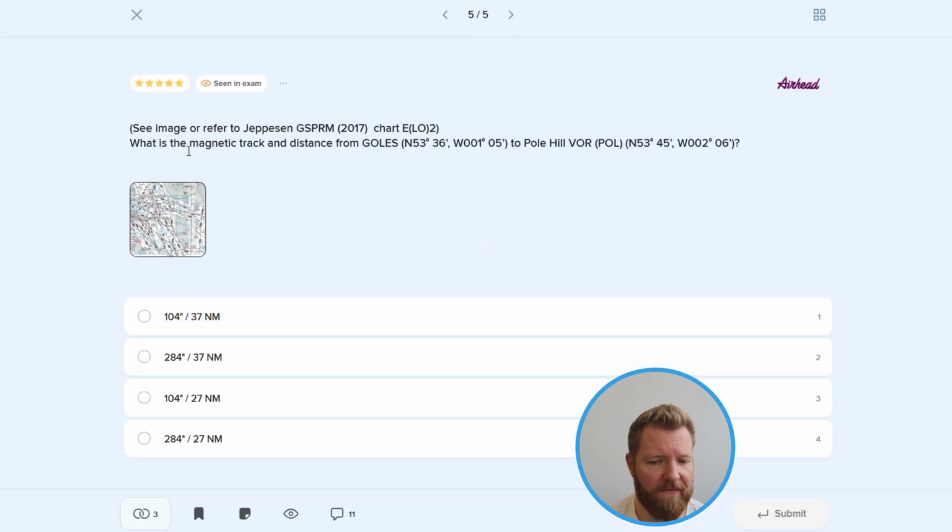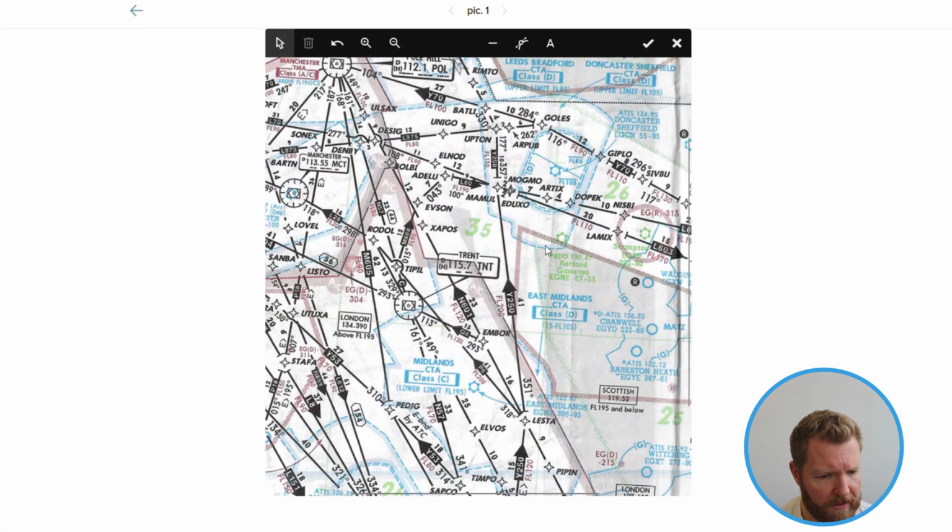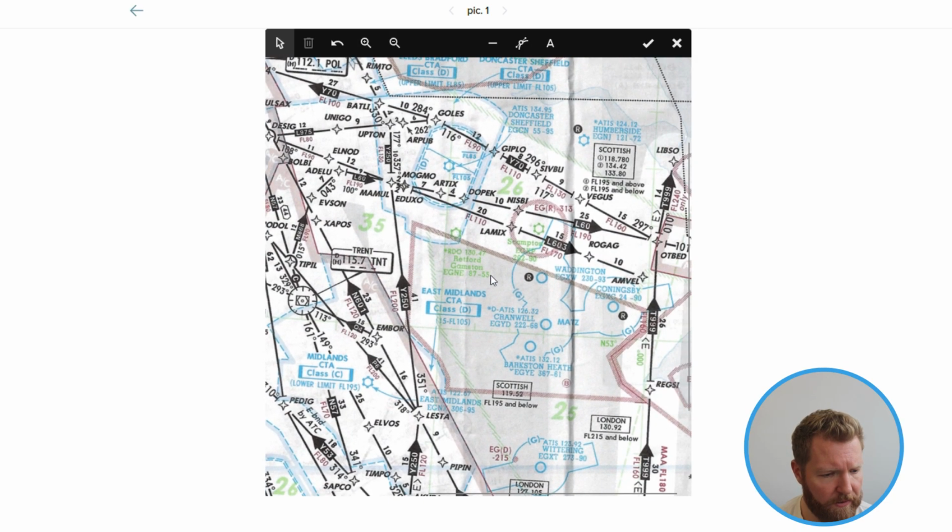And the last, 5th question. What is the magnetic track and distance from GOLES to Pole Hill VOR? And we have to refer to the Jeppesen chart in the ELO tool. Let's open it.